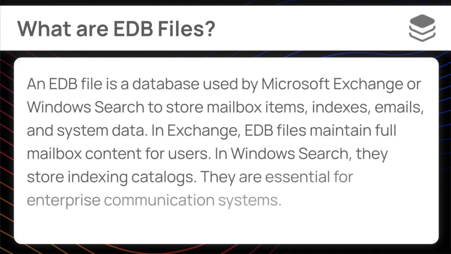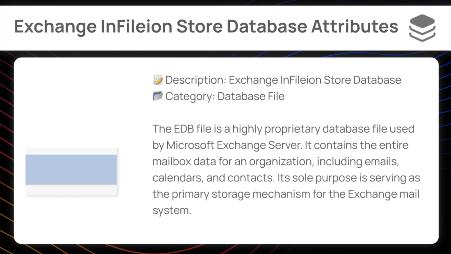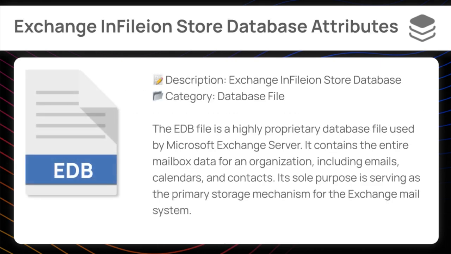The EDB file type is treated as part of the database file group. The data stream is defined entirely by the Exchange Information Store Database format. The EDB file is a highly proprietary database file used by Microsoft Exchange Server. It contains the entire mailbox data for an organization, including emails, calendars, and contacts. Its sole purpose is serving as the primary storage mechanism for the Exchange mail system.